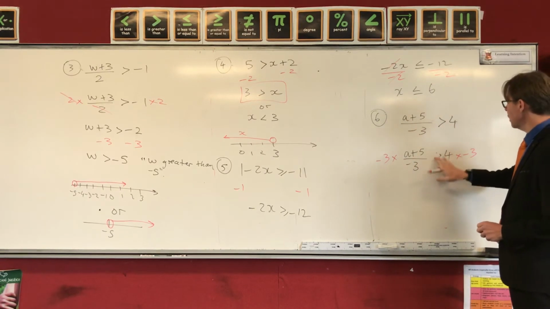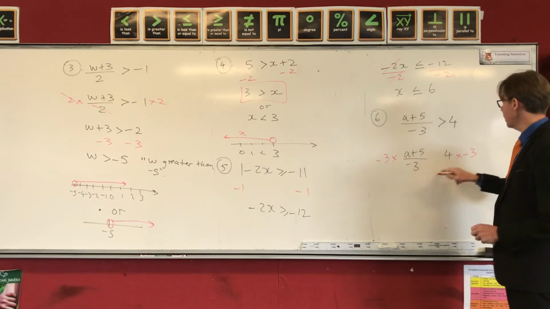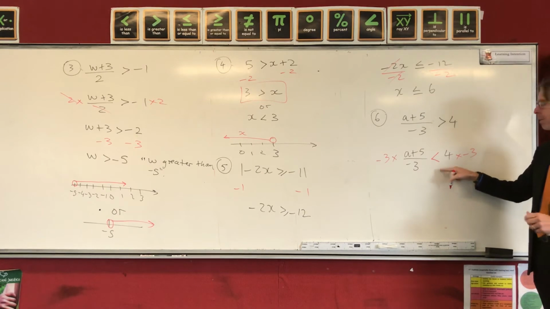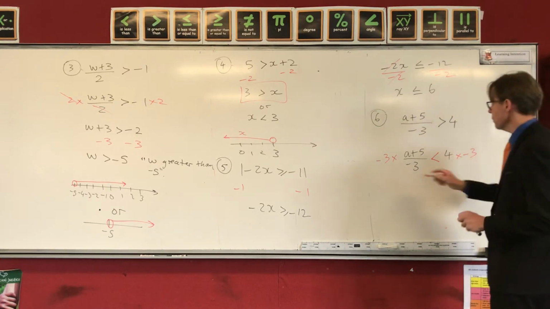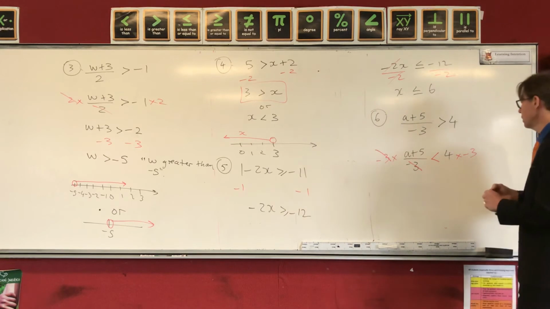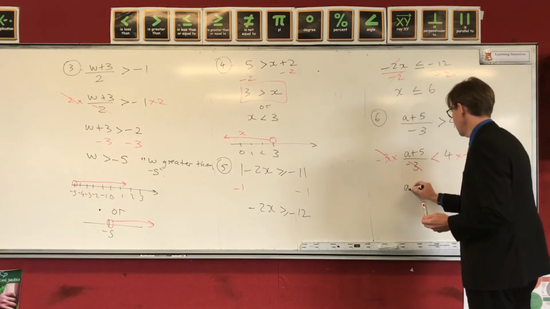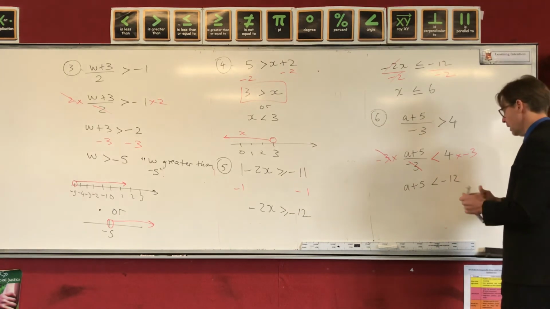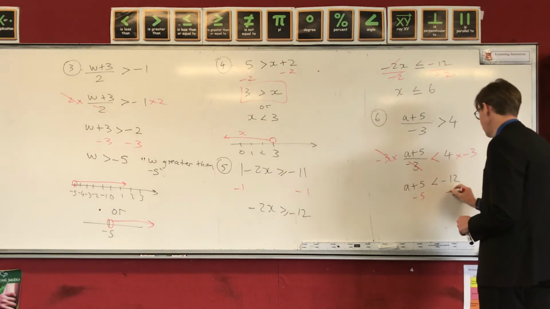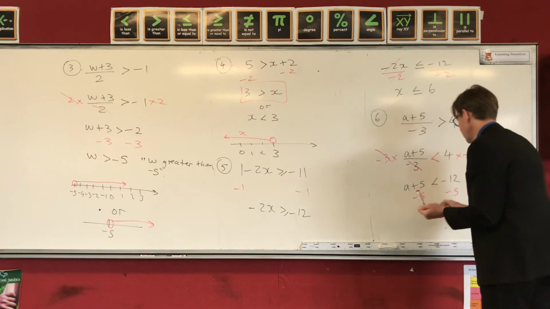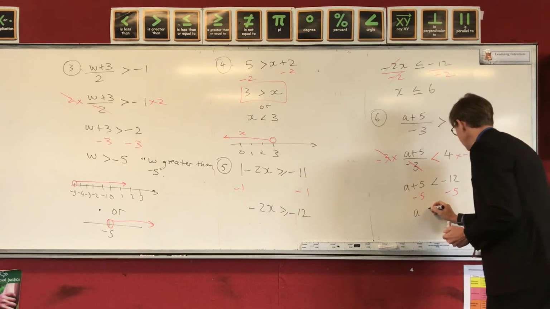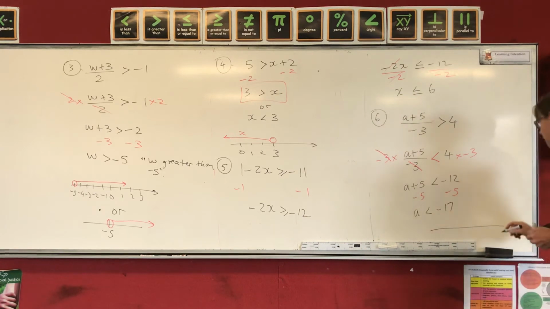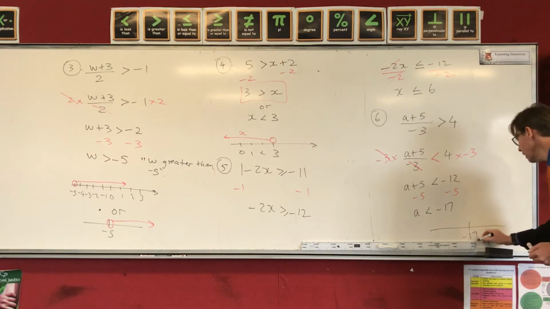Okay, so I'm just going to rub that out. As soon as I multiply by a negative, I've actually got to make sure this is reversed. Okay, so cancel, cancel. A plus 5 is less than negative 12, and then minus 5 on both sides, and you get A is less than negative 17. Okay, so to graph that, you're going to put negative 17 there.